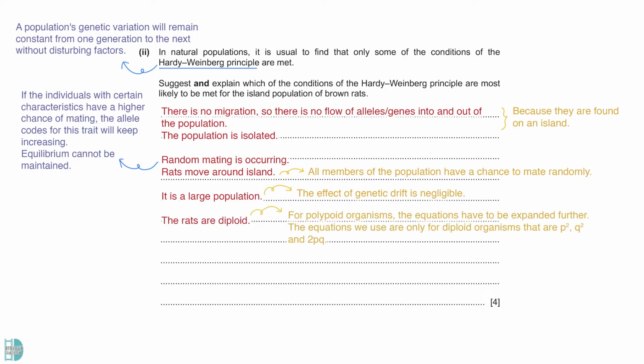For polyploid organisms, which have more than 2 sets of chromosomes, the equations have to be expanded further. The ones that are shown in these questions are only for organisms that are either homozygous dominant, heterozygous, or homozygous recessive. Lastly, since there are only p and q in the equation, this is only for a gene with 2 alleles.